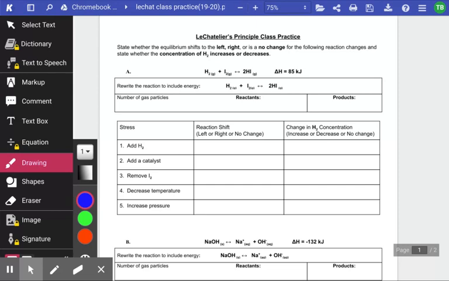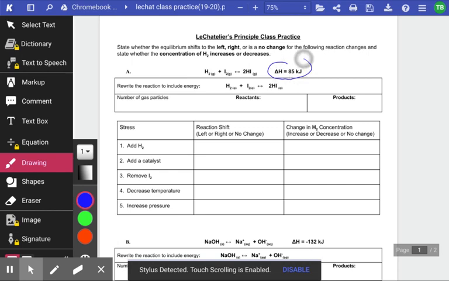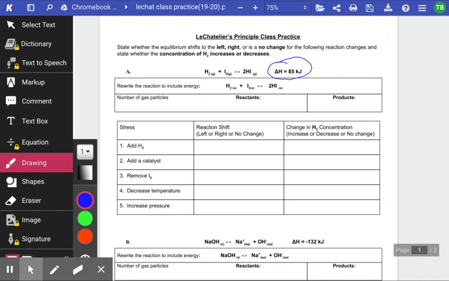So we're going to go ahead and get started with the LeChatelier's principle class practice. The first thing it wants us to do here is rewrite the reaction to include energy. So if we look at our delta H value here, it's 85 kilojoules. It is a positive value, and when energy is positive, that means energy is being absorbed into the reaction, and it is endothermic and a reactant.